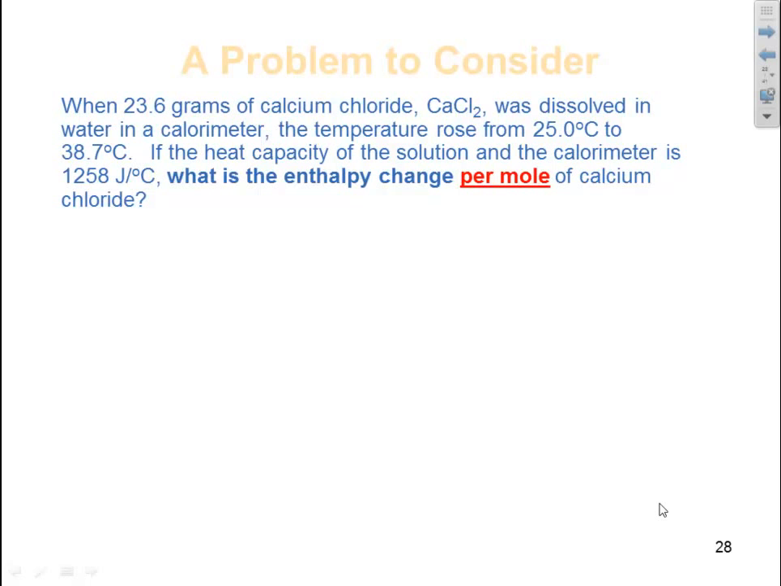Well, the interesting thing here is that what you're measuring is that of your surroundings. That's of your water. You're not measuring the actual calcium chloride. So we've got to account for this in our equation, which means we've got to change the sign. We're given our calorimeter constant, which is 1,258 joules per degree C. If I multiply by my change in temperature, that tells me the amount of heat associated with this process. But you've got to realize the amount of heat we're getting is for 23.6 grams. So I'm going to have to account for that to give me a ratio of the amount of heat per gram, or in this case, per mole, which is what we're looking for.